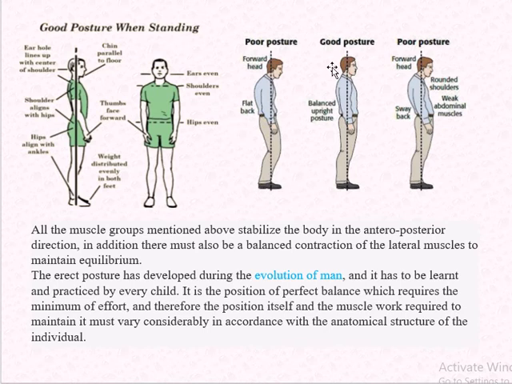Look at this posture. When we are in standing position, this is the balanced upright position, and this is the poor posture: forward head, flat back, and this other poor posture: rounded shoulders, sway back and weak abdominal muscles.